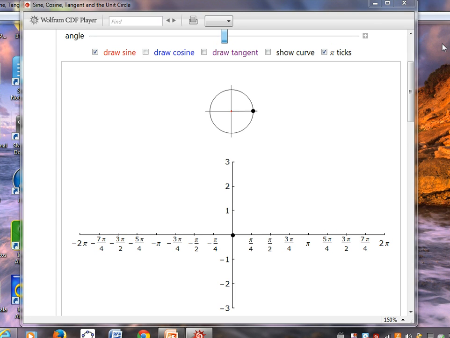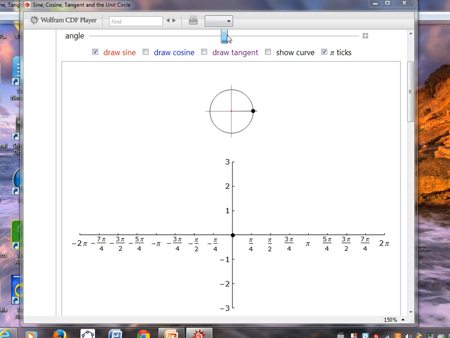Alright, so what we're going to start doing next is looking at our trig circle as a function. What we have in front of us right now is a demonstration that I'm going to be using from Wolfram. If you download this application, you can start to play around with the different types of functions. So we can look at sine, cosine, tangent.